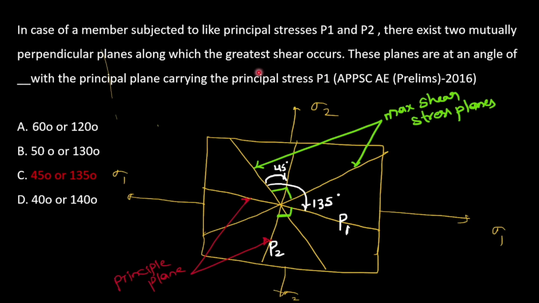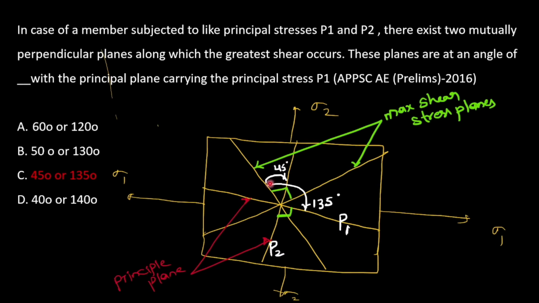In this question, basically what he is asking me is: the greatest shear occurring plane, the maximum shear plane, makes what angle with the principal plane? On this principal plane, what is acting? Principal stress P1. So what is the angle between this maximum shear plane and the principal plane on which P1 is acting?